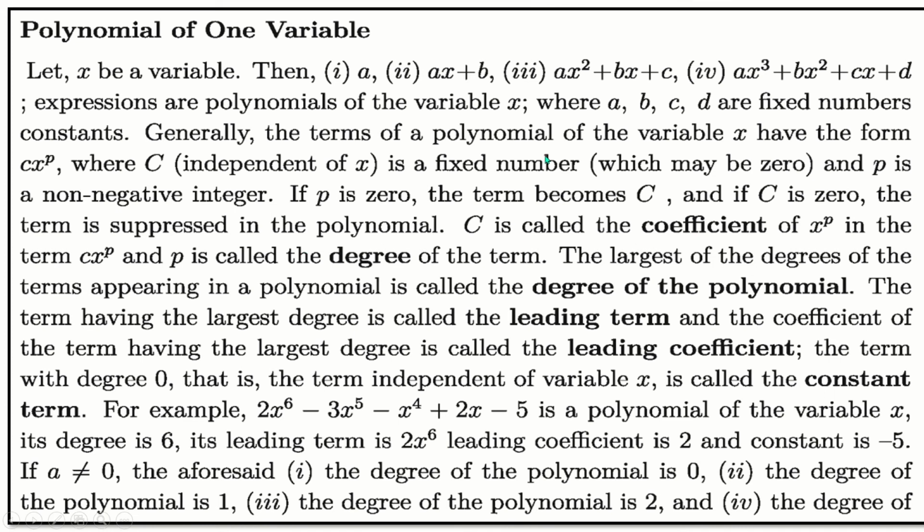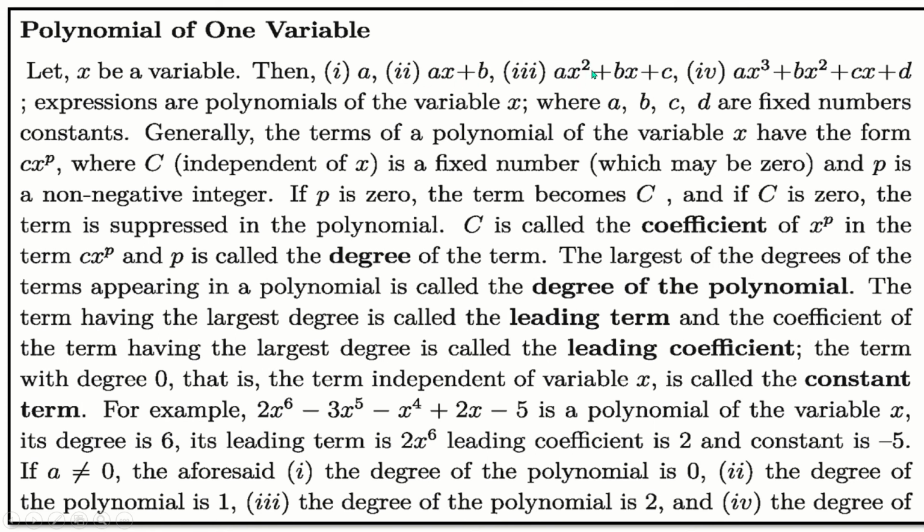C is called the coefficient of x to the power p in the term cx to the power p, and p is called the degree of the term. That means the highest power of the expression is the degree. Here the highest power, x to the power 0, is 0, so the degree is 0. Here the highest power of the variable x is 1, so the degree of this expression is equal to 1.